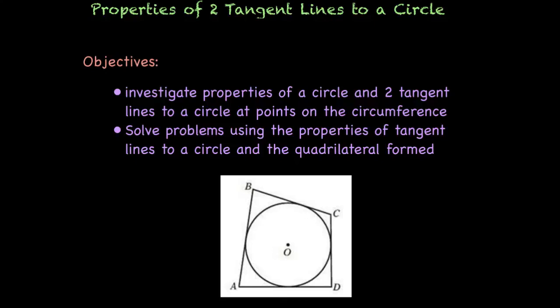Welcome to our lesson on properties of two tangent lines to a circle. This is a continuation of the prior lesson in which we looked at the relationship of one tangent line to a circle. Our objectives today are to investigate the properties of a circle and the two tangent lines to a circle at points on the circumference.